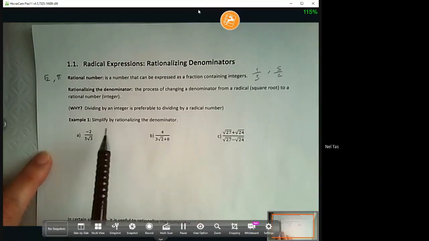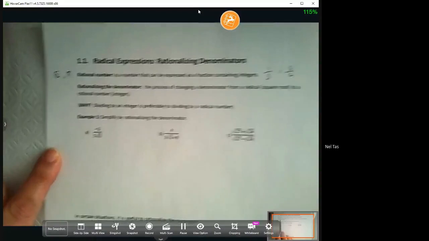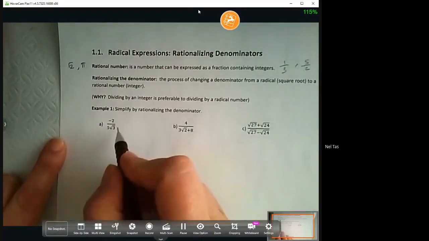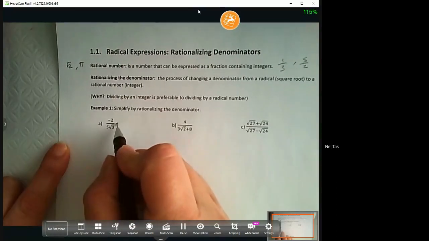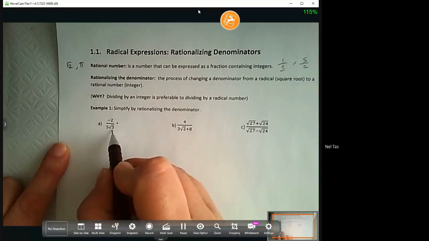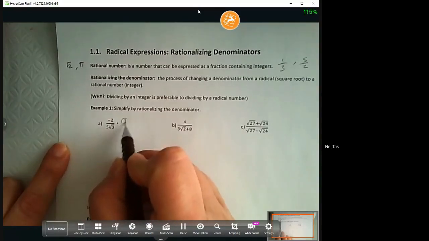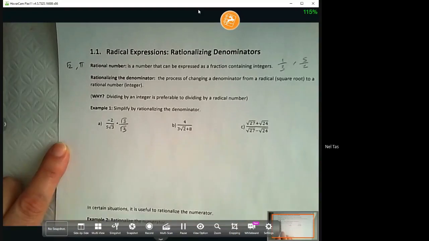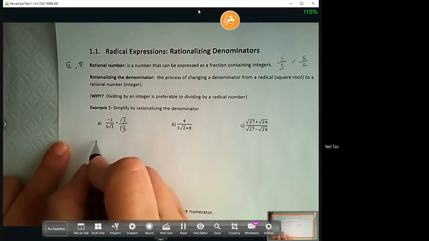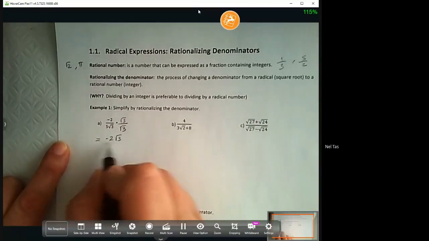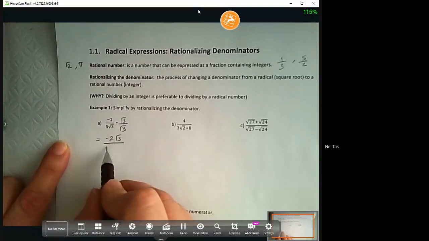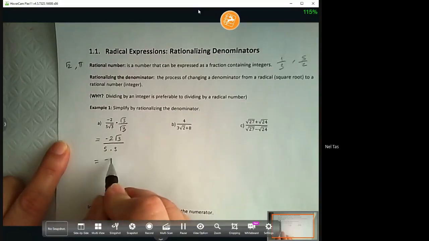Okay. So now we have these questions. Again, you already know how to do such questions. Let's say if you have -2/5√3. To rationalize this denominator, you see √3, right? You multiply top and bottom by √3. Then this gives you -2√3, and then you have 5, and √3 times √3 gives you 3. So you end up with -2√3/15.